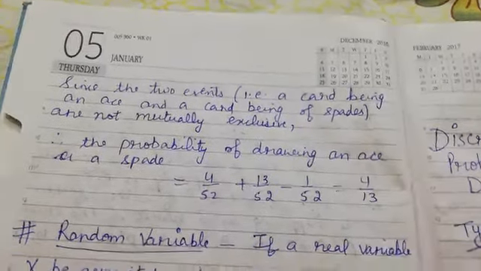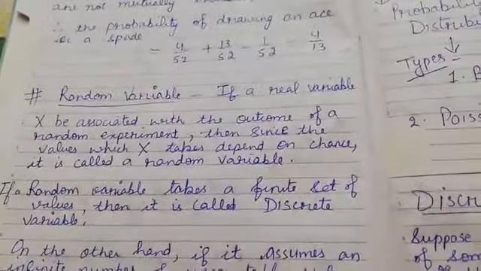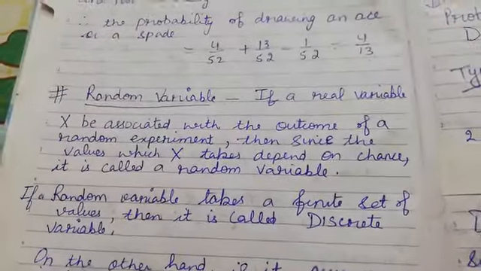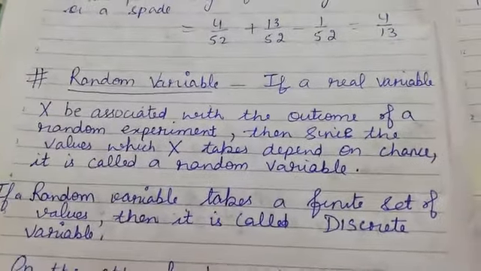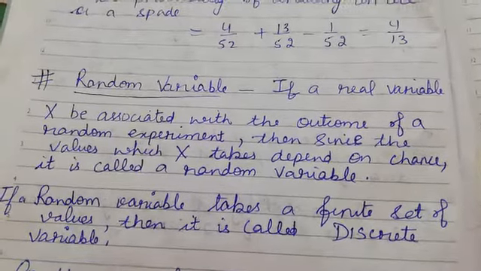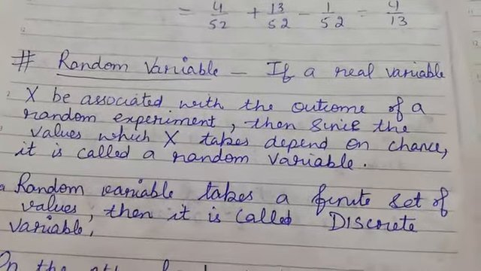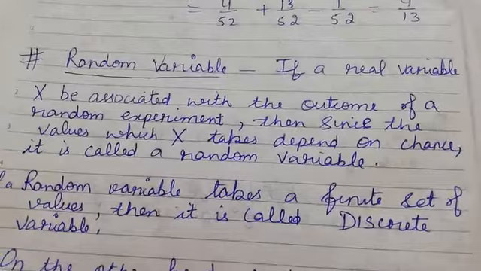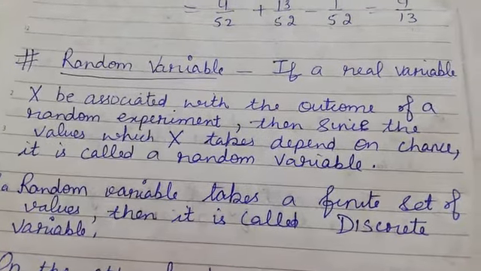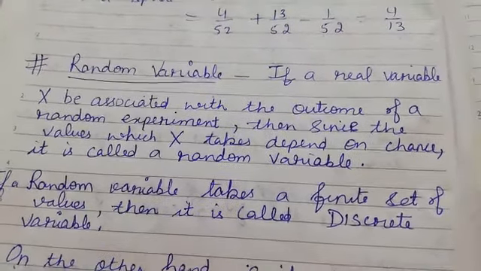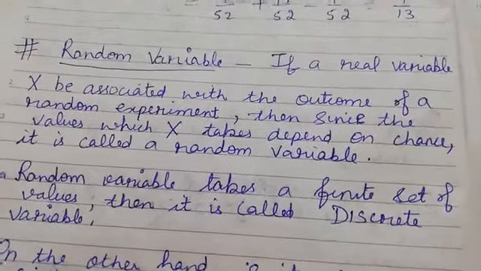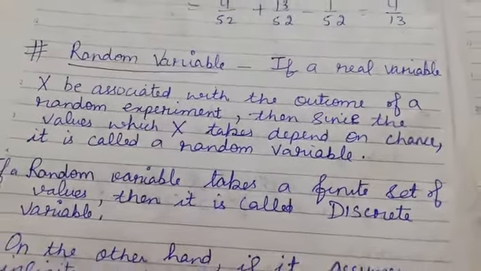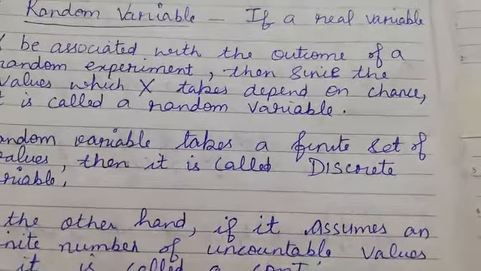Okay, so now the next definition is of random variable. Whenever a real variable is associated with any random experiment. Okay, so for example, when you toss a coin, that is a random experiment. So there will be two values, either it will be a head or it will be a tail. So those are random variables. Either head can come or tail can come, right?